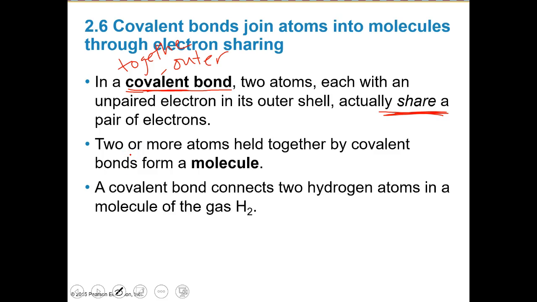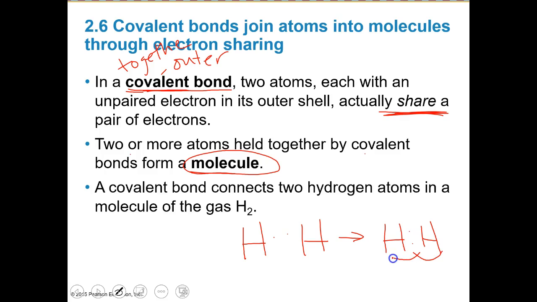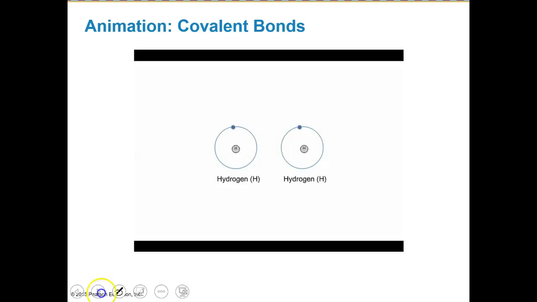Two or more atoms held together by covalent bonds actually form a molecule. That's the separate thing there. A covalent bond connects two hydrogen atoms in a molecule of hydrogen gas. Each has one electron on the outside. When these two share together, they essentially both feel like they have two. This one feels like he has two, and this one feels like he has two. So everybody's kind of happy in that situation.